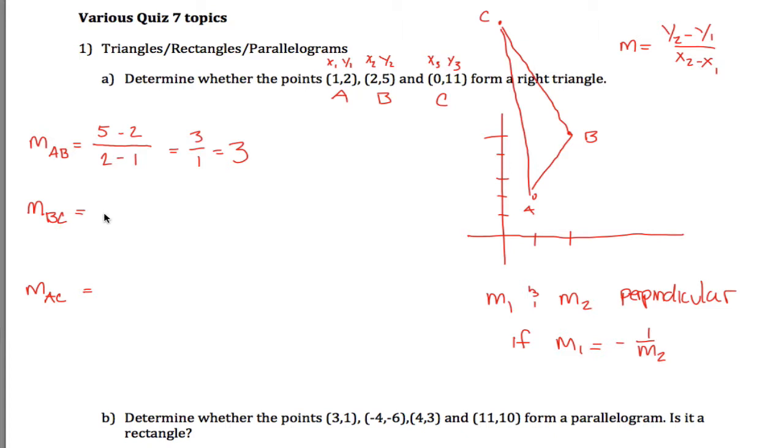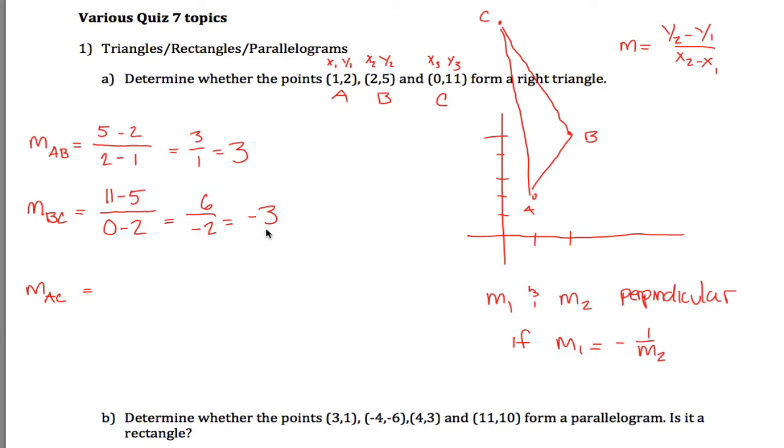The slope of the line between B and C, I need the difference in their y coordinates, so maybe I'll do 3 minus 2. I got 11 minus 5, and I'll divide that by 0 minus 2, the difference in their x coordinates. And when I do that, 11 minus 5 is 6, 0 minus 2 is negative 2, and I get negative 3. That's saying this line right here between B and C has a slope of negative 3. These are not perpendicular.